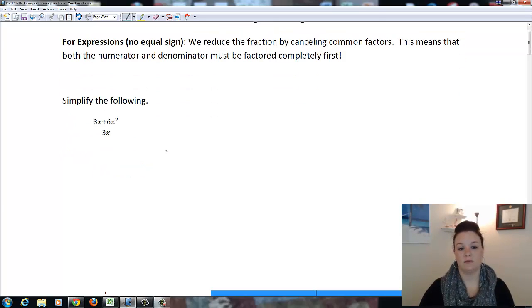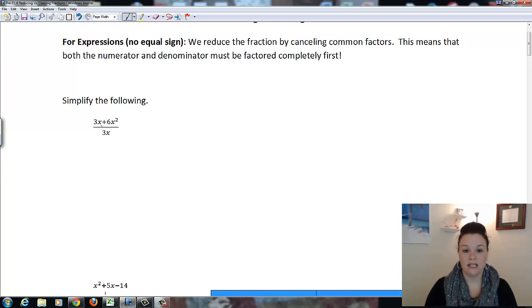On this one, it says simplify the following. I want to factor the top and bottom completely. Looking at the top, my common factor would be 3x. So I'm going to go ahead and factor out 3x, which would leave me with, remember when you factor it out, you divide it off. So 3x divided by 3x leaves me with a 1. 6x squared divided by 3x leaves me with 2x. Okay, and then that's all over 3x.